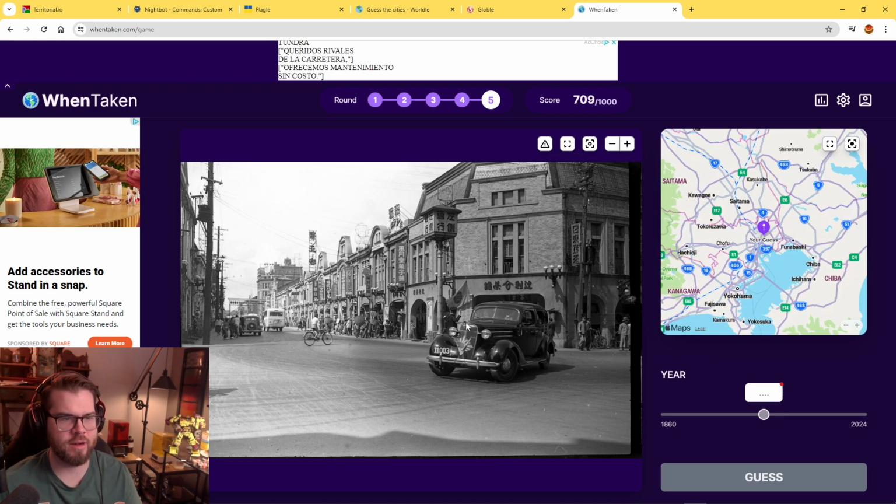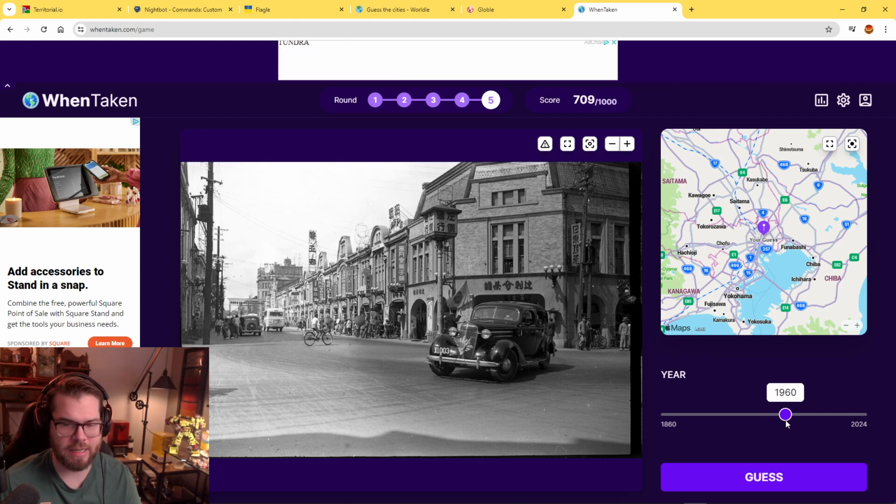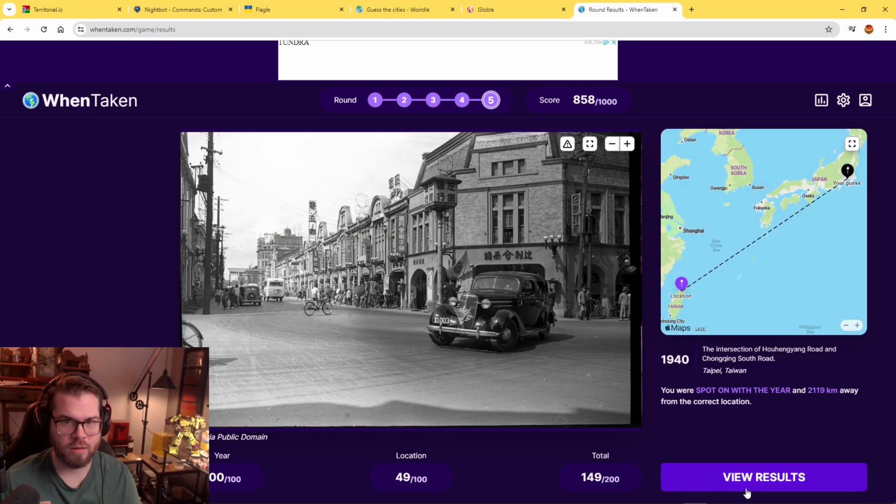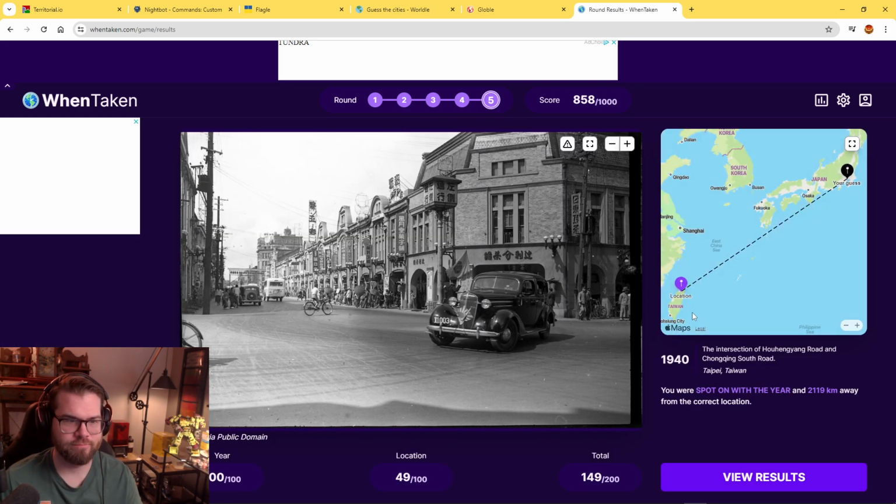Okay. Land of the Rising Sun. Before the war. Or during the war. But not at the end. So 1940... It's a good photo. Let's say 1940. That could be a couple years off. It was spot on. That's in Taiwan. Ah, you got me. You got me.